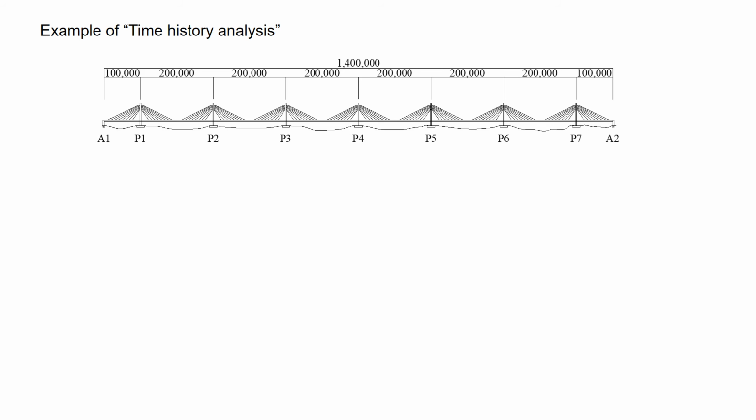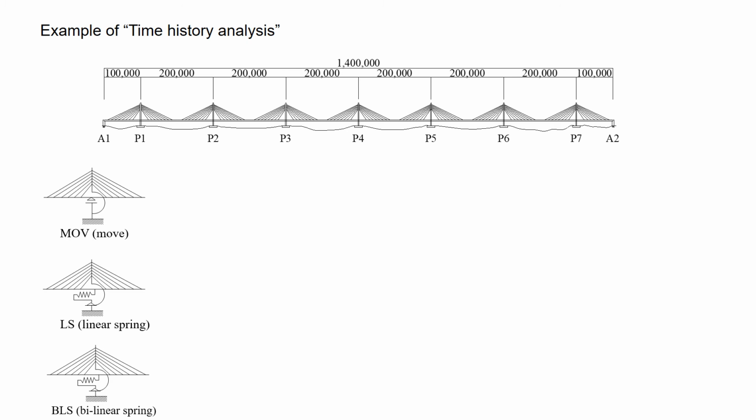I show you an example of time history analysis. We studied seismic behaviors of this multi-span cable-stayed bridge with 3 different connection methods between the girder and the tower. The girder moves free, MOV, connected with the linear spring, LS, and connected with the bilinear spring, BLS.